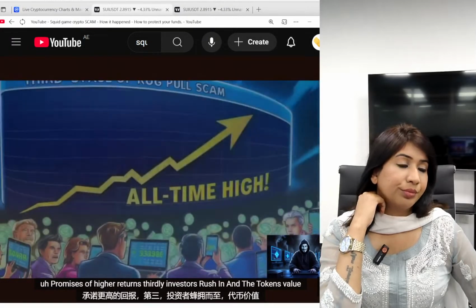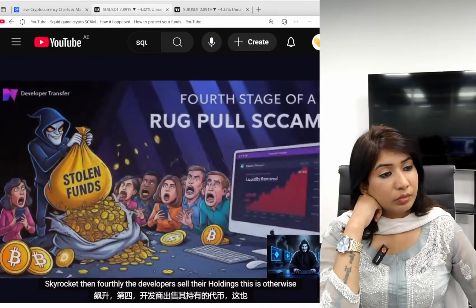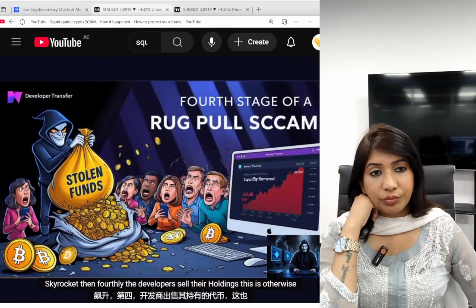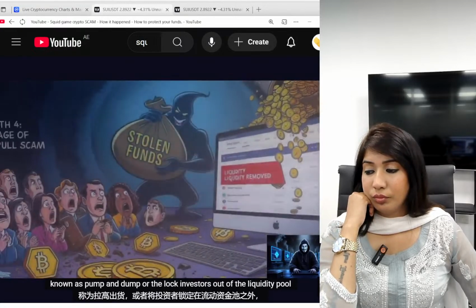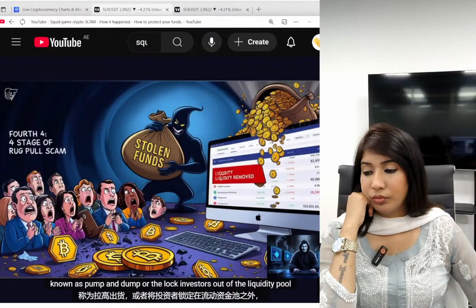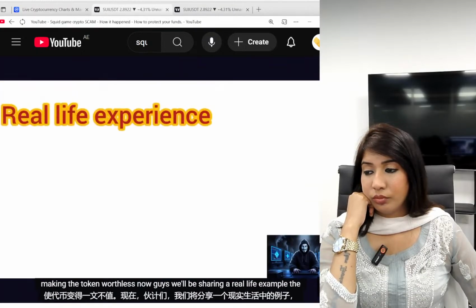Thirdly, investors rush in and the token's value skyrockets. Then fourthly, the developers sell their holdings. This is otherwise known as pump and dump, or they lock investors out of the liquidity pool, making the token worthless. Now guys, we'll be sharing a real life example.